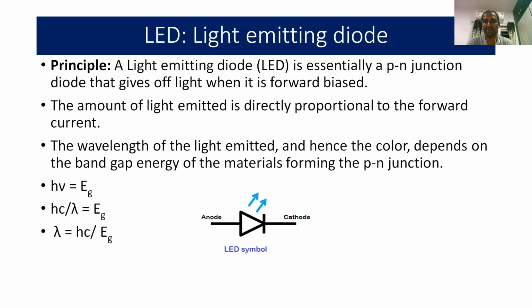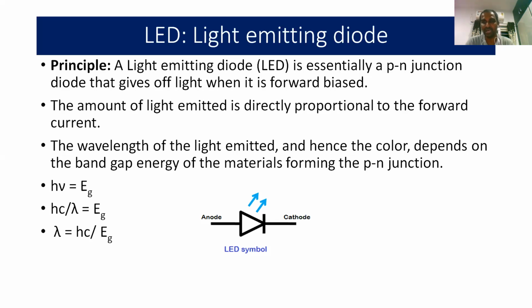The wavelength of the light emitted, and hence its color, depends upon the band energy, which is nothing but the forbidden energy gap of the material forming the PN junction. The forbidden energy gap expression is h nu, which is nothing but hc by lambda. So from that we get the wavelength as hc by Eg. Here Eg is the energy gap, h is Planck's constant, and c is the velocity of light. Here h and c are constants. Therefore the value of lambda depends upon the energy gap, how much energy gap is present. Based on that value we get the color.